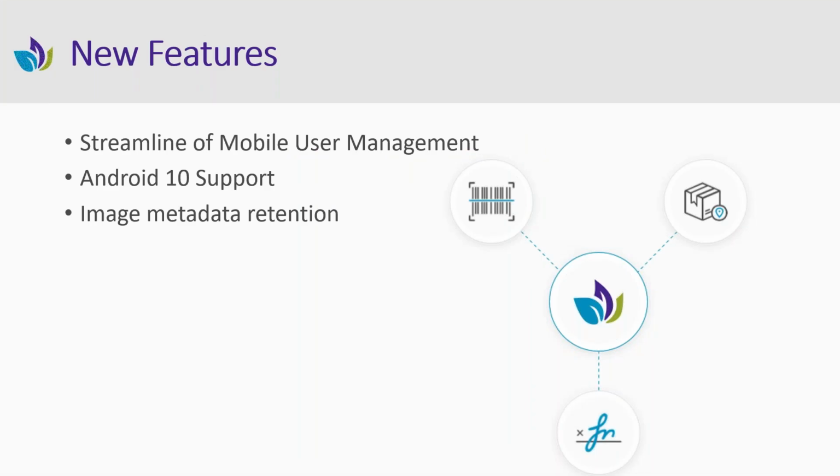So here are the major feature updates that we have in this upcoming release. Firstly, the streamlined ways in which you can now manage your mobile users. From TaroWorks 6.2, we are now compatible with devices running on Android 10, and we have also made improvements to our image metadata retention.